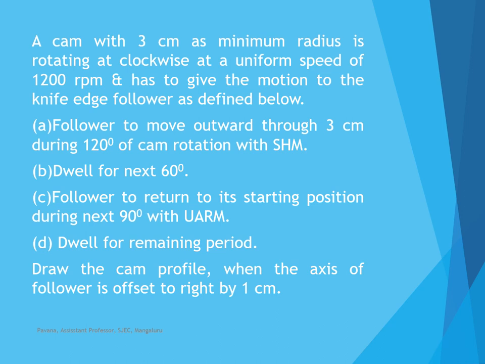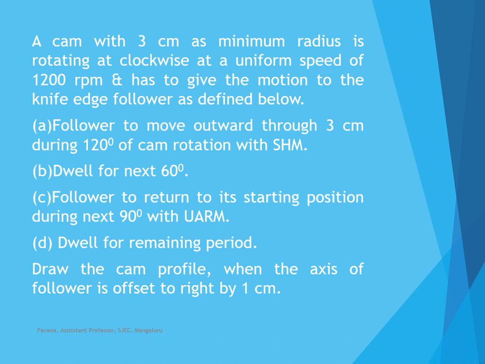So first he has mentioned the minimum radius, that is 3 centimeters, which is required to draw the cam profile. Then he has mentioned the direction. Those are required to draw the cam profile. Next, A, B, C, D are the 4 points which describe the motion of the knife edge follower. So the follower type is a knife edge follower.